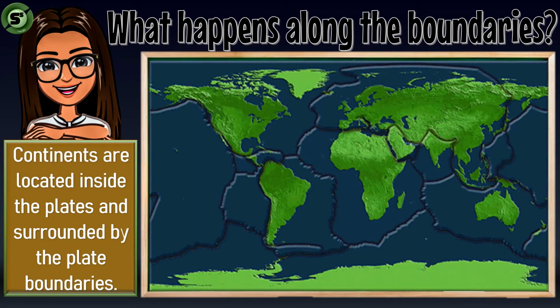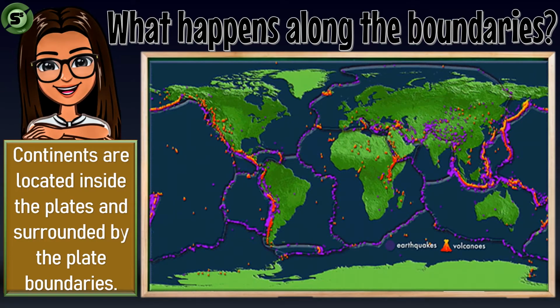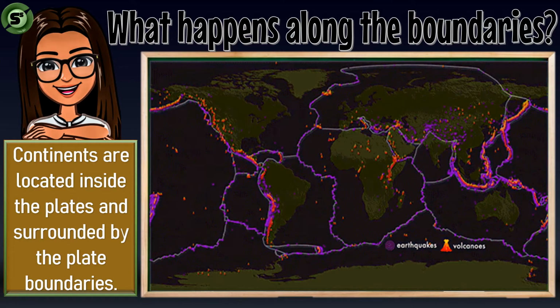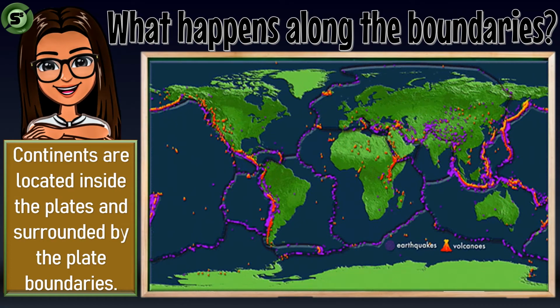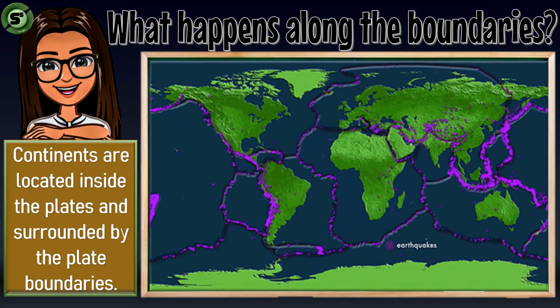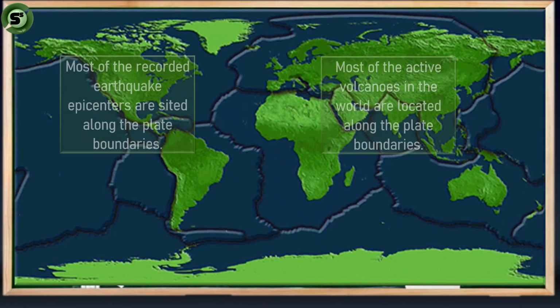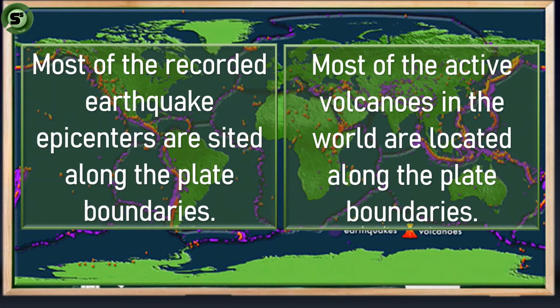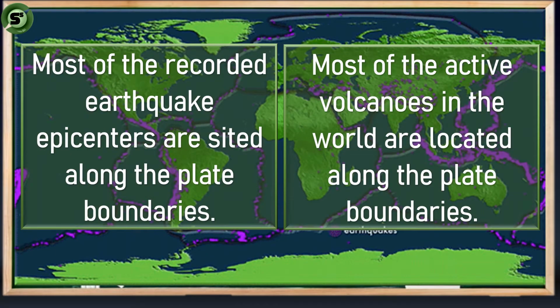This video shows that earthquakes often happen along the plate boundaries. Aside from that, there are many active volcanoes along the plate boundaries. The violet lines represent the recorded earthquake epicenters in the past. And the red dots show where the active volcanoes of the world are. Do not forget this. Most of the recorded earthquake epicenters are sited along the plate boundaries, and most of the active volcanoes are located along the plate boundaries.